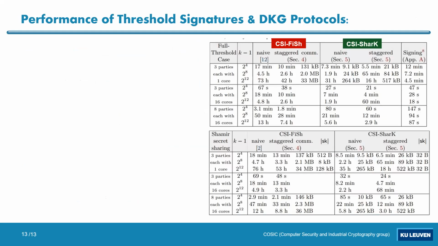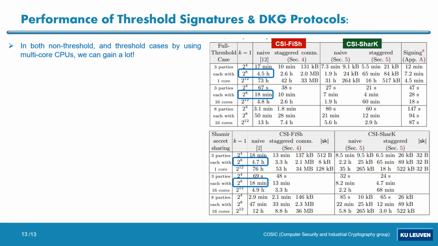Yeah, we observed that these optimizations give us a very nice improvement. You may notice, for example, here you can see CSI-SharK and CSI-FiSh in the single core case, 16 core with 3 parties and 8 parties. The first table is full 3-shot because we show that SiRaSHi is not secure in 3-shot, but it is secure in full 3-shot. So we use the full 3-shot variant of it.